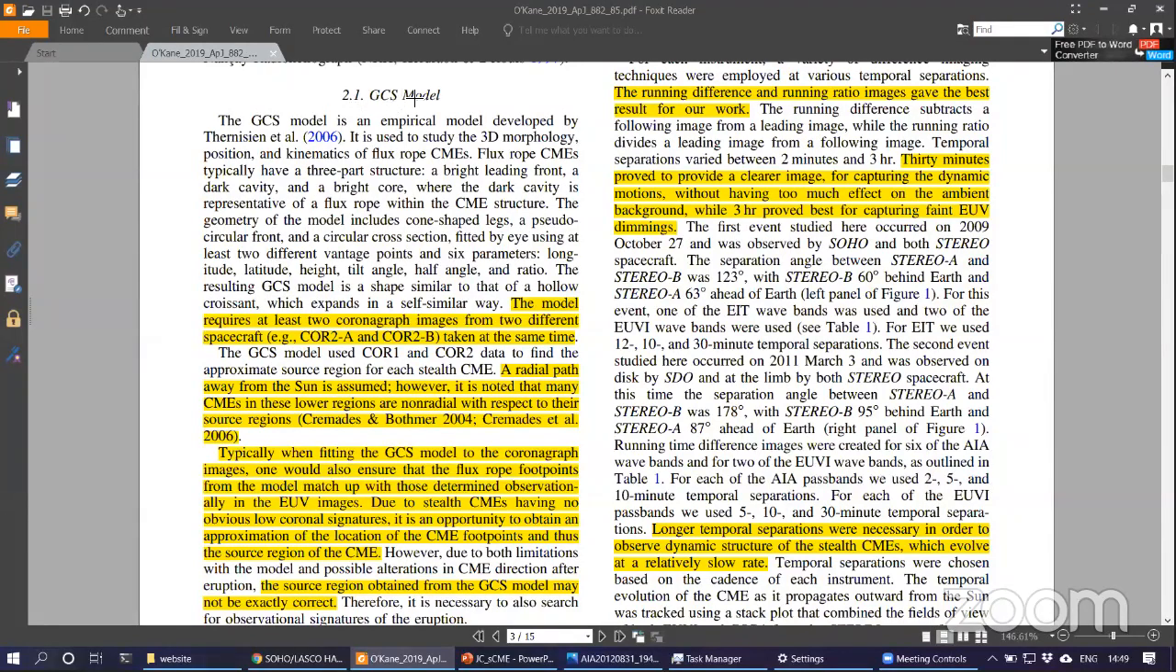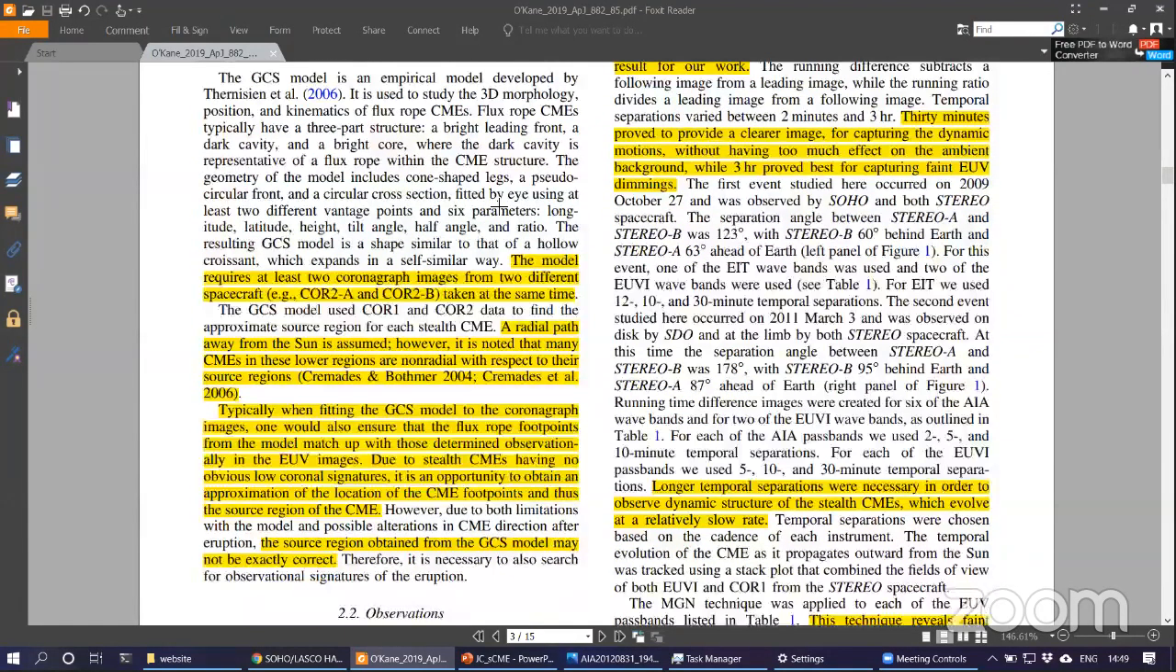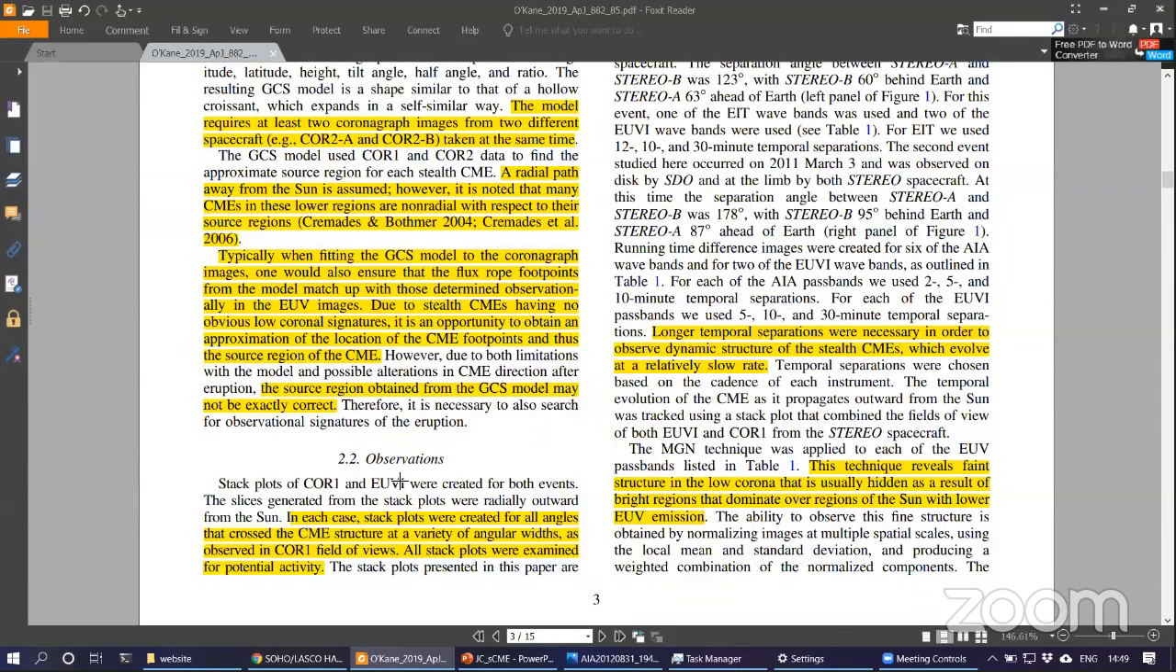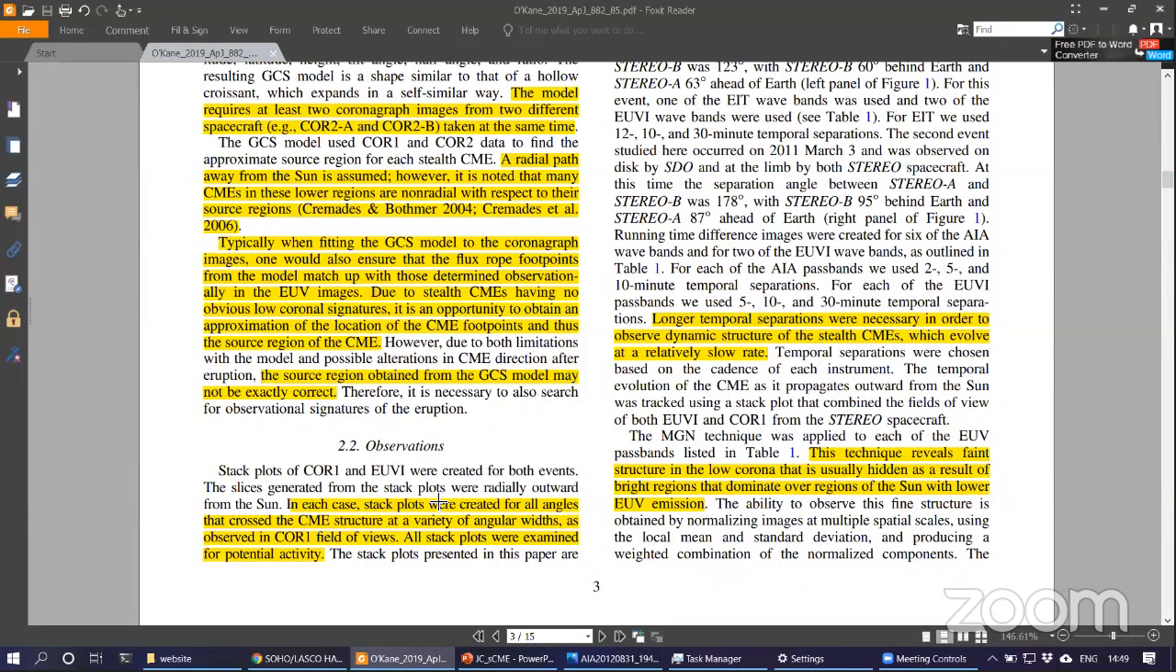So using the GCS model by fitting the CME, which is well observed in the outer imagers, they try to localize the footpoints so the source region can be identified. This is just for localizing. And then further they have talked about the stack plots.